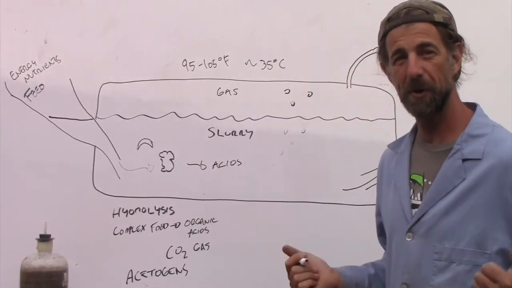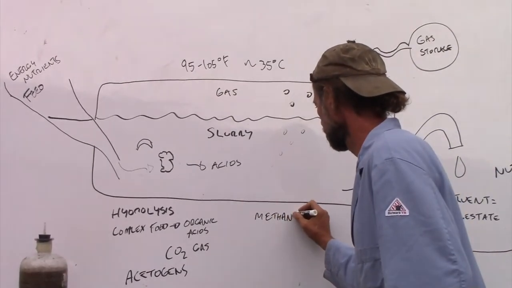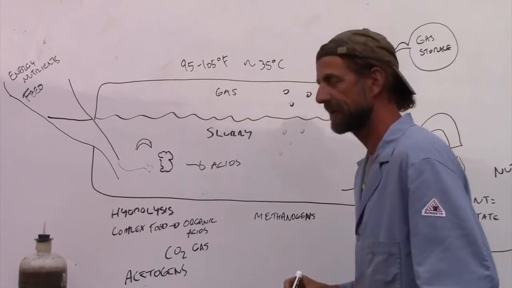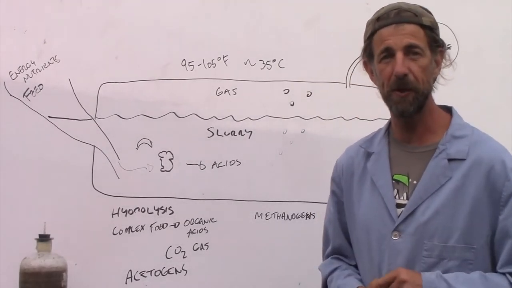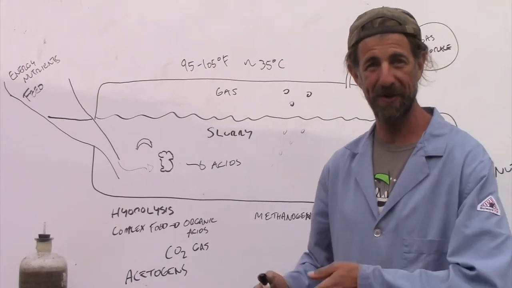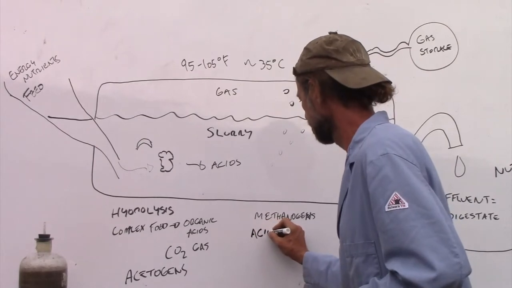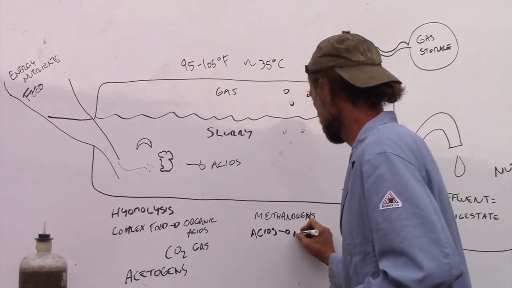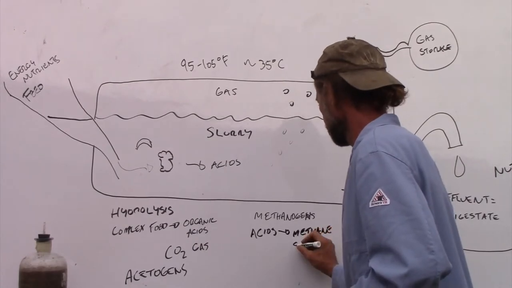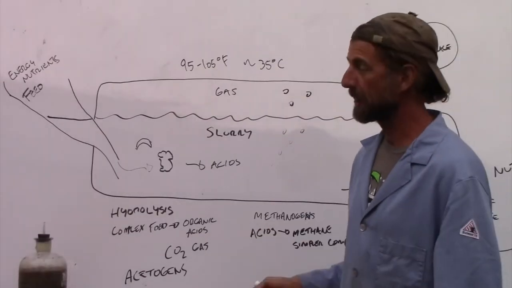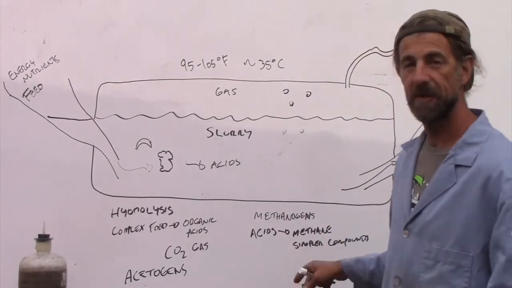All right, the next group of microbes is called methanogens. And these are archaea. It's like bacteria. They're another simple microbe, but they're not bacteria, they are archaea. And methanogens take the organic acids and they make methane and simpler compounds. That's how we get our biogas, a combination of carbon dioxide and methane.